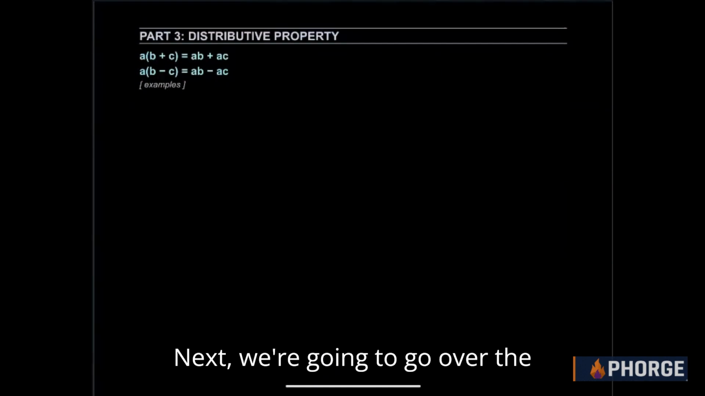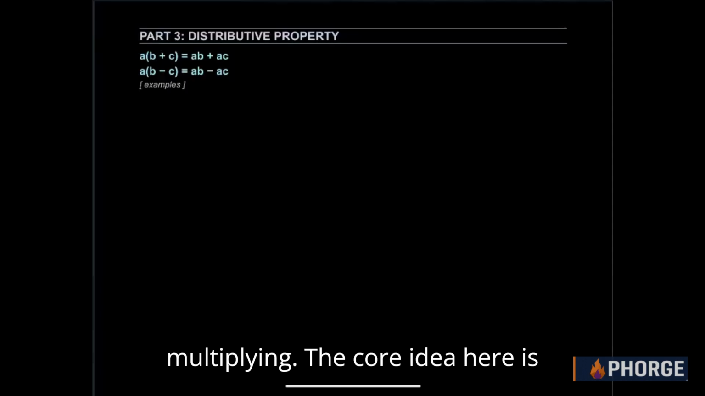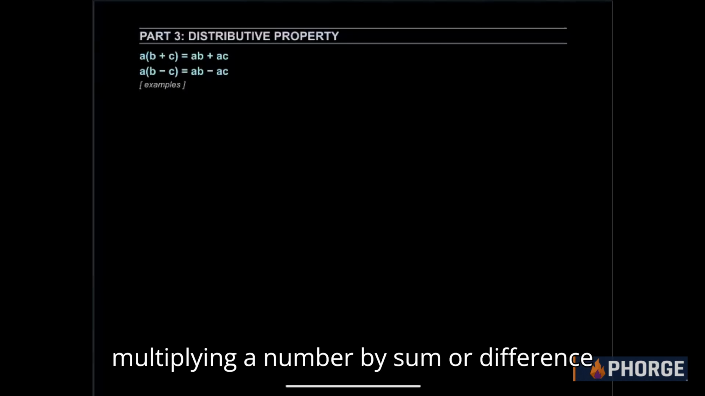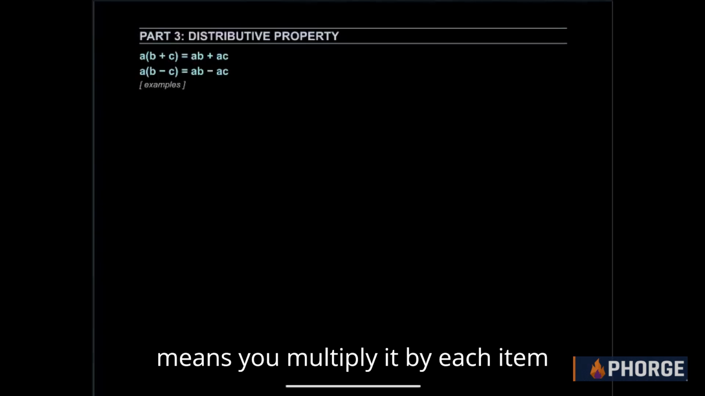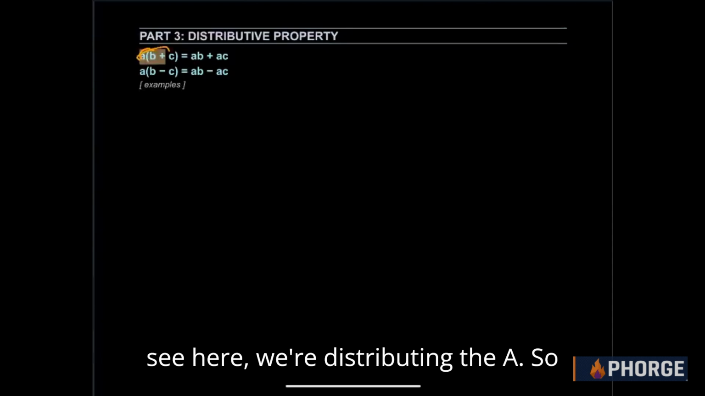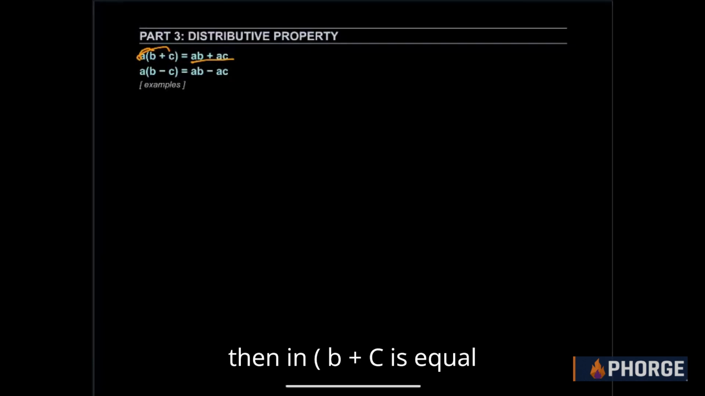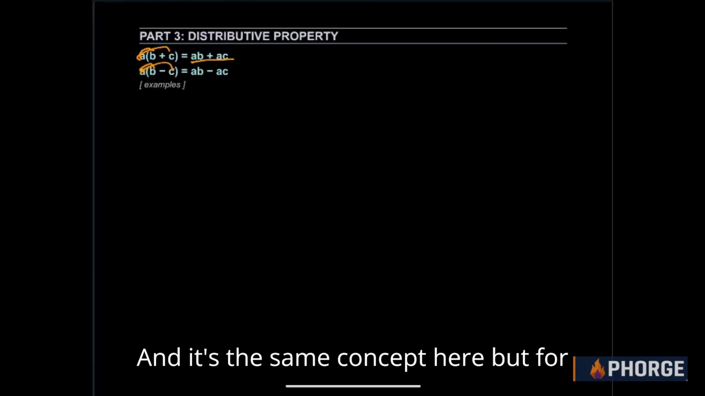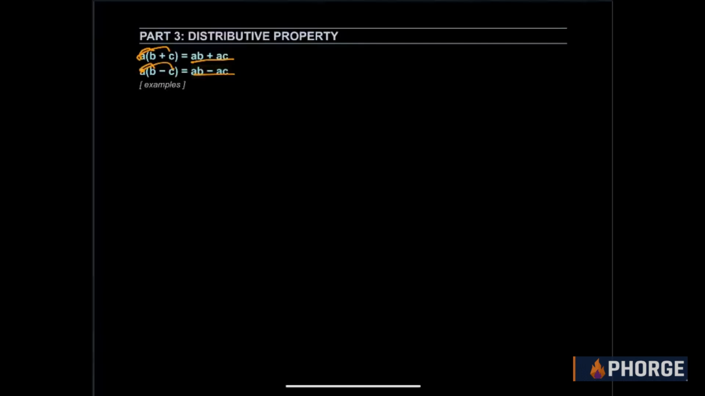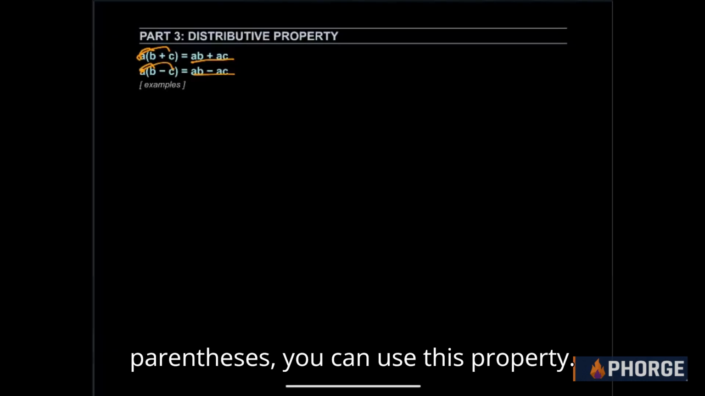Next, we're going to go over the distributive property. The core idea here is multiplying a number by a sum or difference means you multiply it by each item inside the parentheses. As you can see here, we're distributing the A. So A times the quantity B plus C is equal to A times B plus A times C. And it's the same concept for subtraction. This is the one that students use constantly. Every time you expand parentheses, you can use this property.